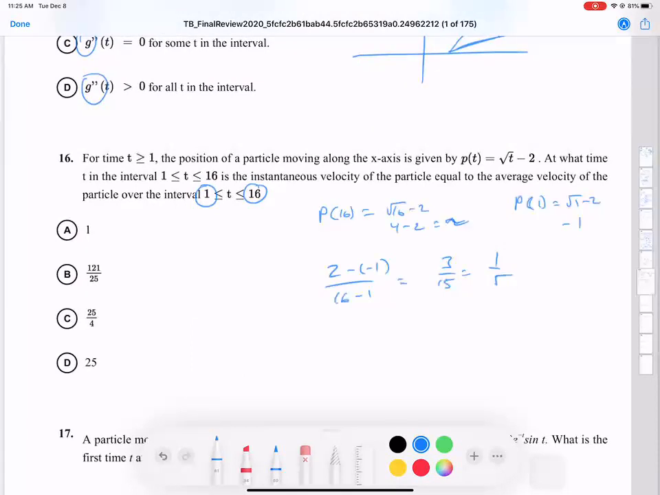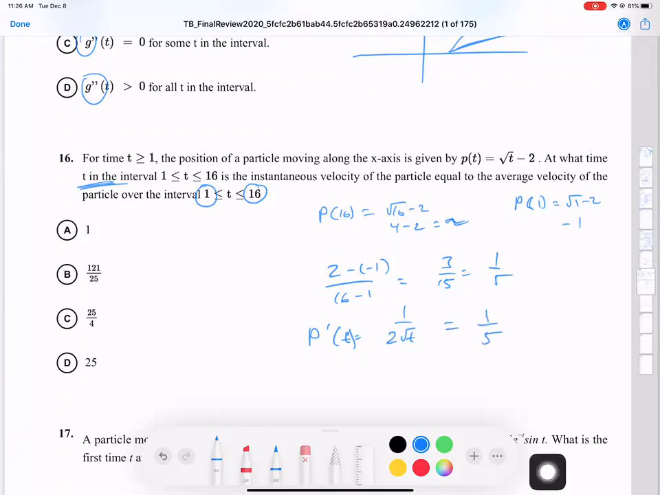Okay, that's my average rate of change. Now we're trying to figure out at what actual time t we have that same instantaneous rate. So instantaneous is the derivative with respect to t, which is 1 over 2 square root of t. When will this equal 1 over 5?